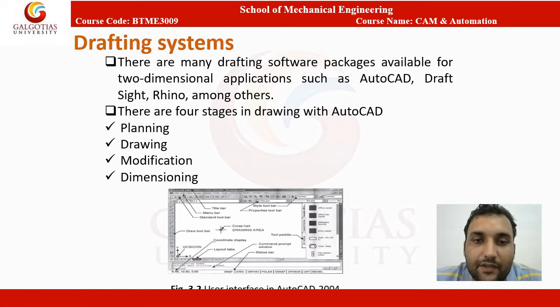Drafting system. There are many drafting software packages available for two-dimensional applications such as AutoCAD, DraftSight, Rhino, and others. There are four stages in drawing with AutoCAD: planning, drawing, modification, and demonstration. So this is the user interface for AutoCAD 2004, as you can see in this screenshot.